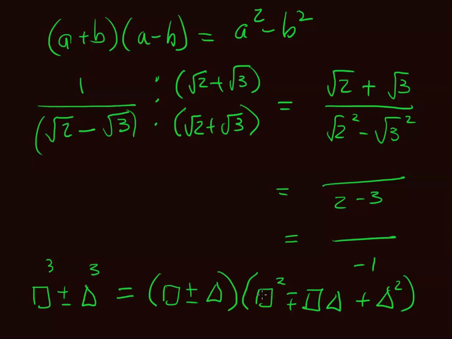Okay. What about objective 4? Let's make sure I can get a new screen here. Okay. Simplify expressions with rational exponents. What does that mean?